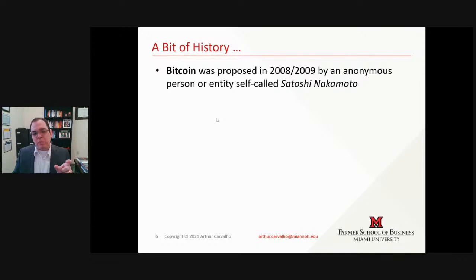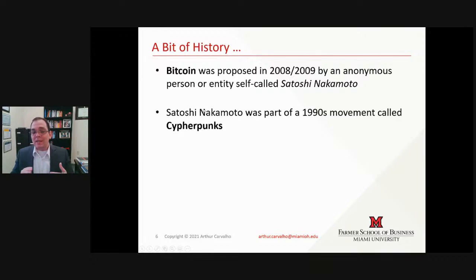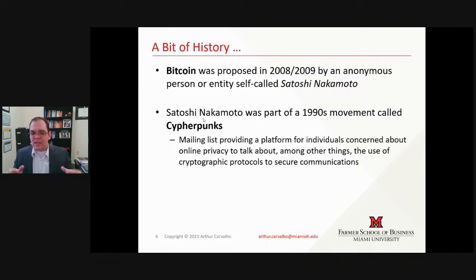Satoshi Nakamoto was part of a much bigger movement in the 1990s called the cypherpunks. The cypherpunks at that point in time, about 25, 30 years ago, used mailing lists. Think about mailing lists as old school forums like what we see today on the web, like Reddit, Twitter. 20, 30 years ago, this would be the equivalent. The cypherpunks used these mailing lists to talk about online privacy. Just keep in mind the date here. We're talking about the 1990s, so the web was in the very beginning.